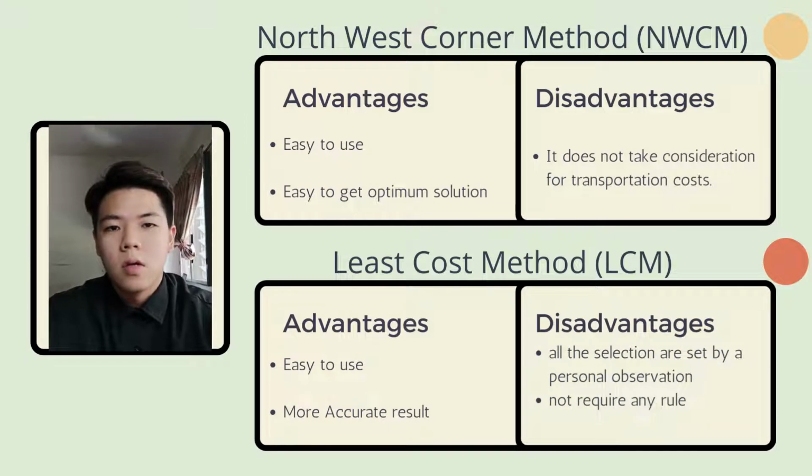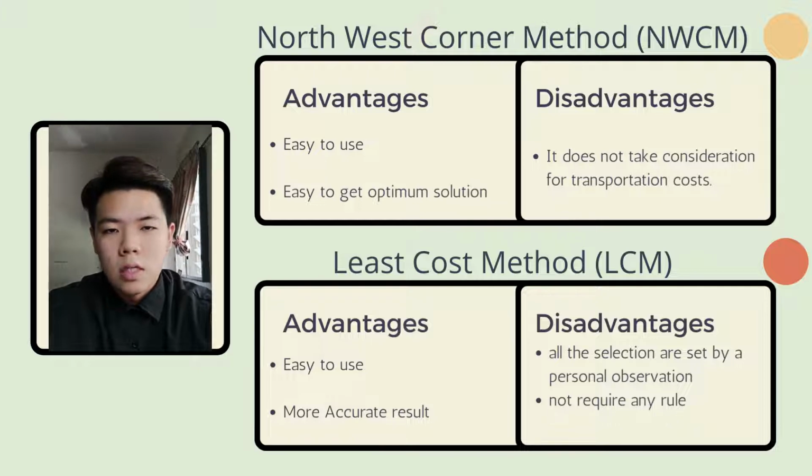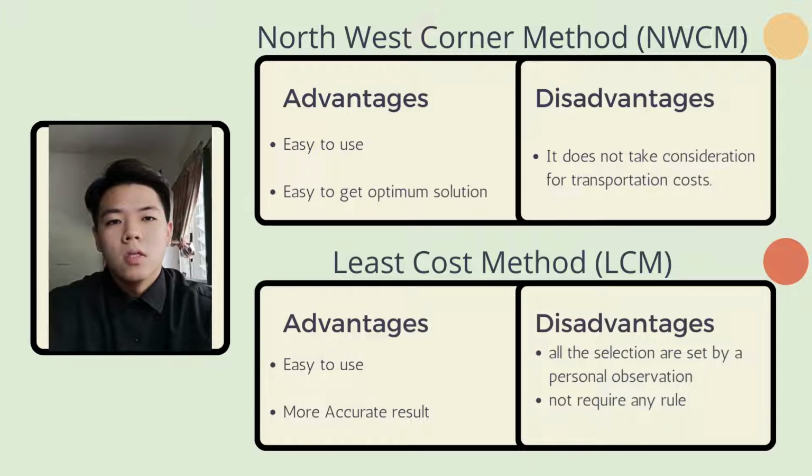Lastly, I'm going to talk about the advantages and disadvantages of the least cost method and the northwest corner method. The advantages of the northwest corner method are that it is easy to use and easy to get the optimal solution, because the rules of this method allocate from northwest to southeast only. Meanwhile, the disadvantage is that there is no consideration of the transportation cost, which will affect the high cost in demand and supply.